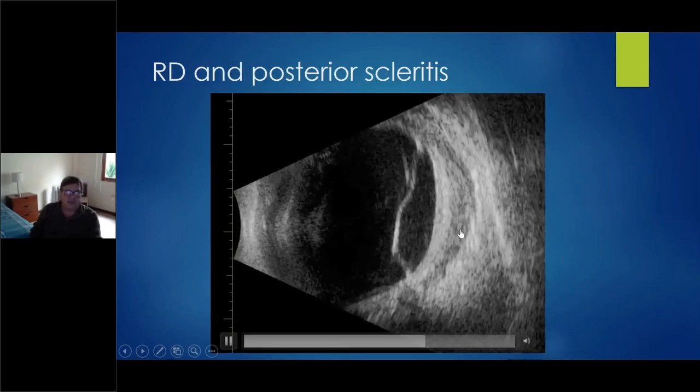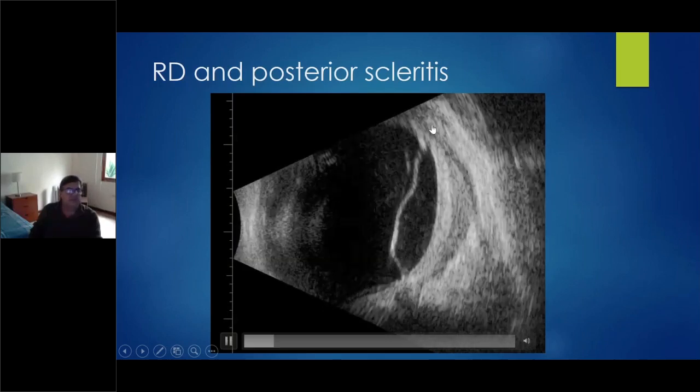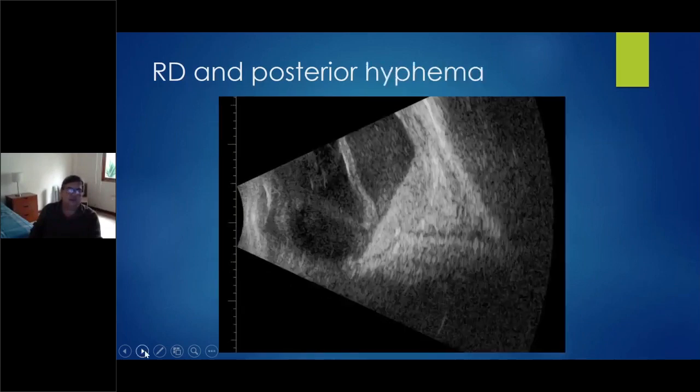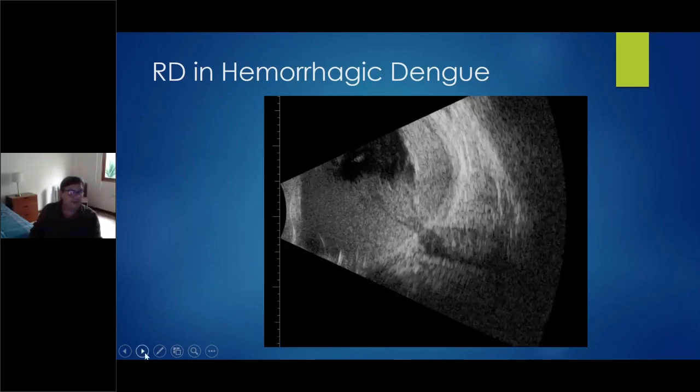And this is again a longitudinal scan. The optic nerve is here, and the muscle insertion is up. Okay, retinal detachment and posterior hyphema. Hemorrhage, this is a dengue hemorrhage, retinal, in a dengue patient. Subretinal hemorrhage, also sub-internal limiting membrane, you can also see very well.